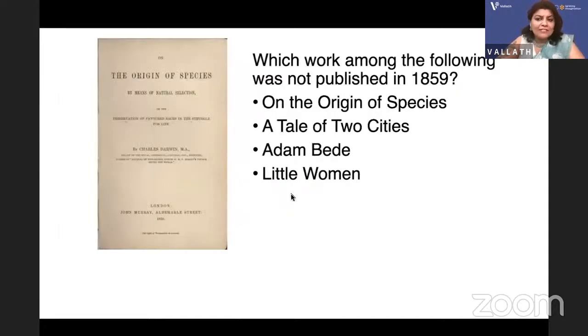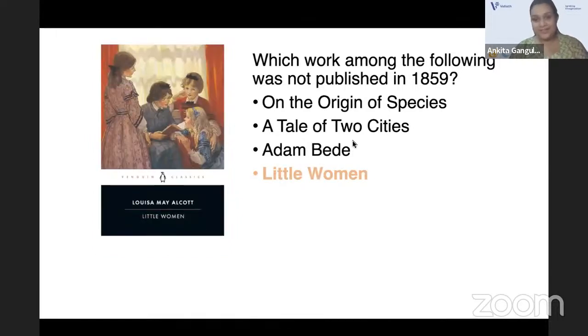Which work among the following was not published in 1859? You know that On the Origin of Species and Natural Selection is definitely 1859. Guys, do you know which other work is not published? A Tale of Two Cities, Adam Bede, or Little Women? What is the answer, Ankita? It is Little Women. When was it published? It was published in 1868. Oh, 1868, 9 years later.